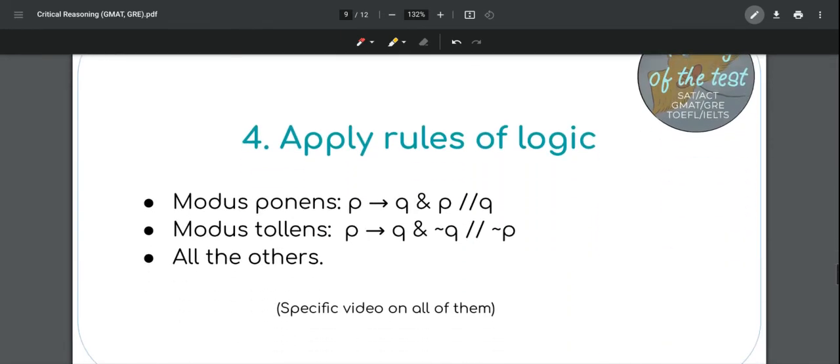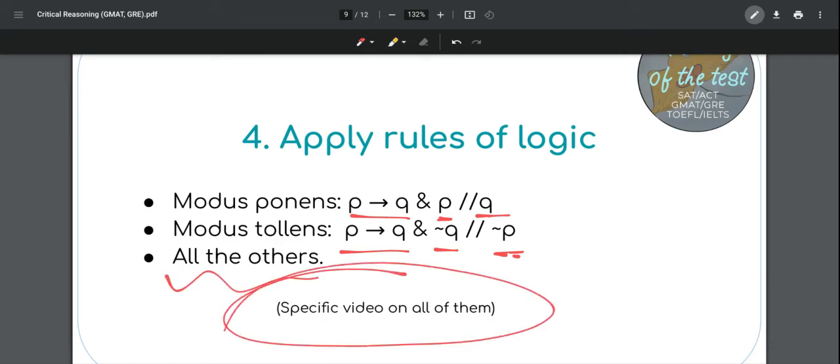Okay, the fourth thing we want to do is apply rules of logic. The two most popular rules are modus ponens: let's say if P causes Q and you have P, then you have Q, because Q is caused by P. And modus tollens: if P causes Q and you don't have the instance of Q, then you don't have the instance of P. And then all the others that we're going to see in this specific video.